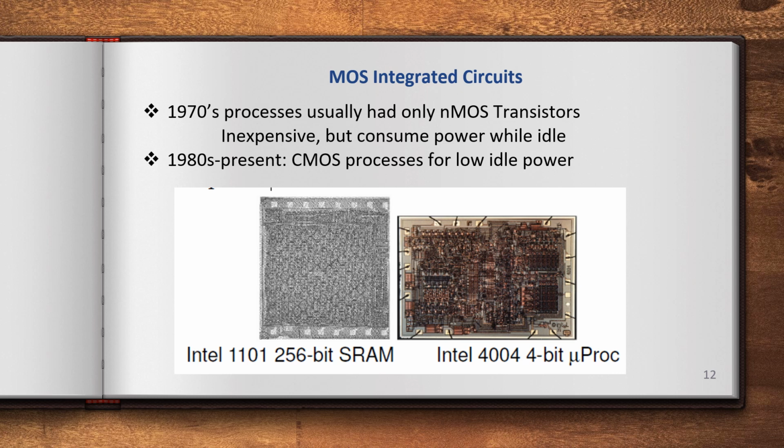This is the Intel 1101 256-bit static RAM, and this is the first Intel 4004 4-bit microprocessor.